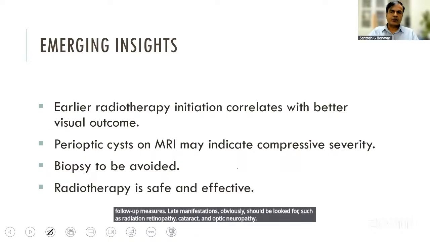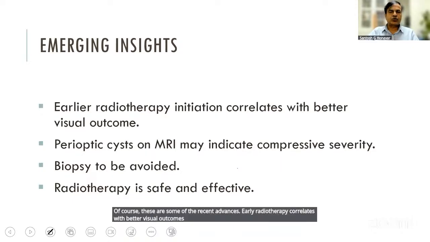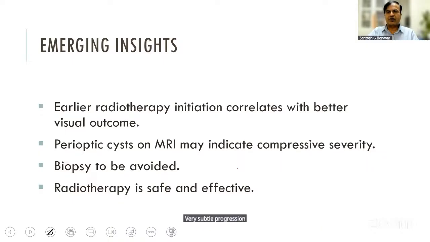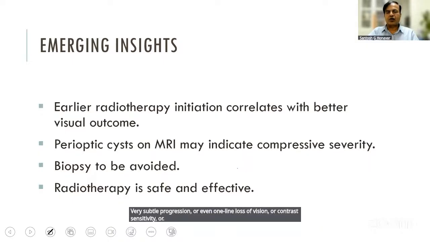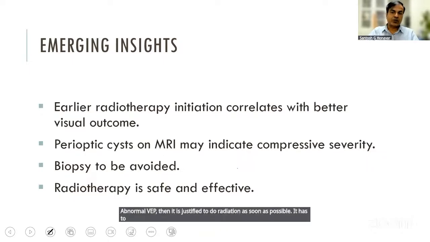Of course, these are some of the recent advances. Early radiotherapy correlates with better visual outcomes. So if a patient even has very subtle progression or even one line loss of vision or contrast sensitivity or abnormal VEP, then it is justified to do radiation as soon as possible. It has to be neuroprotective radiation.